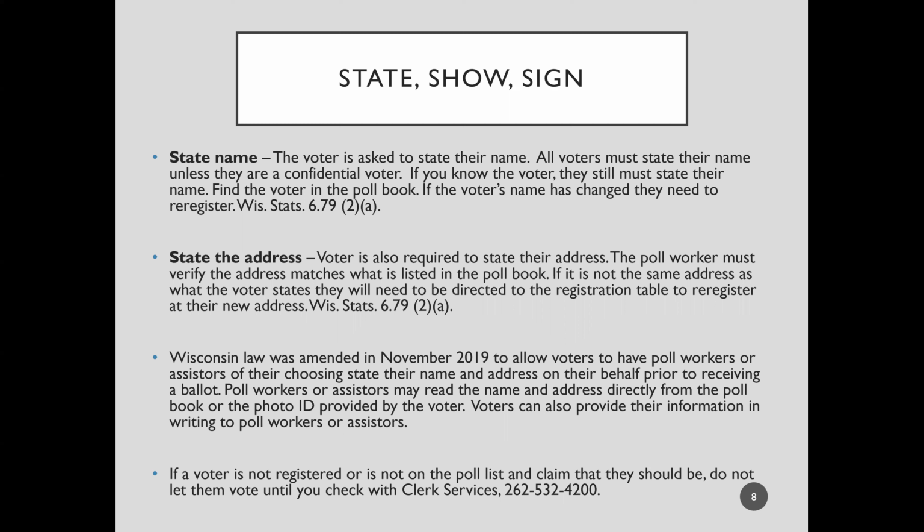If a voter is not registered or is not on the poll list, but claims that they should be, do not let them vote until you check with clerk services at 262-532-4200. If there's any questions on anything, please find your chief inspector. So again, when a person walks up to the poll book, they're going to state their name, state their address, and then sign.